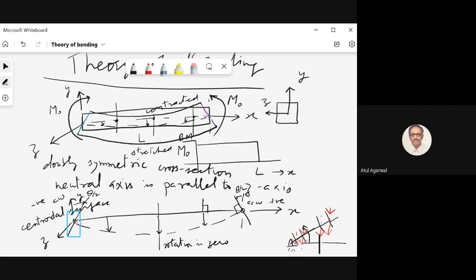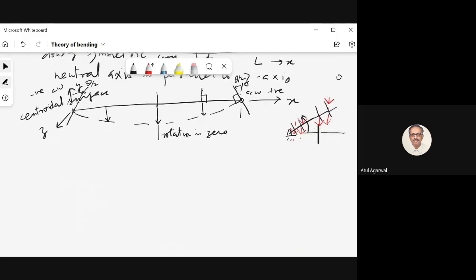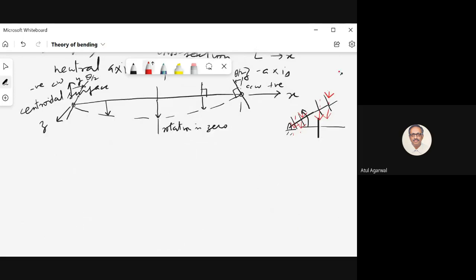So you see, you have strains because your rotation is not uniform. It is changing from position to position, and because of that, there is a contraction in the upper fiber and stretching in the lower fiber, and this neutral surface takes a curved shape, and it is an arc of a circle.